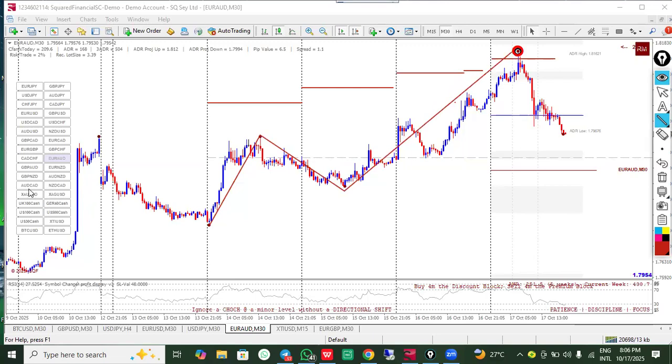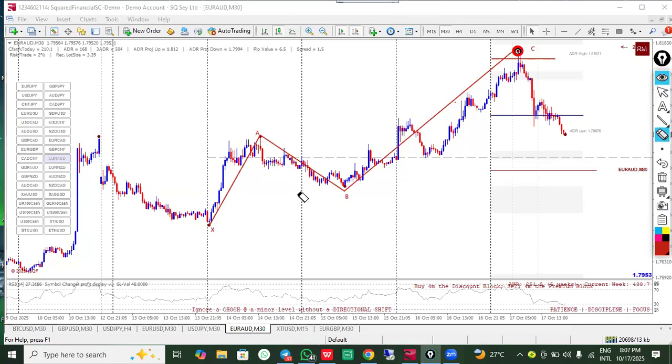So if I was to label my XABC, I can consider this as my S, this as my A, this as my B, and then this as my C. So the question I will be asking myself is, where should I buy within my BC leg?